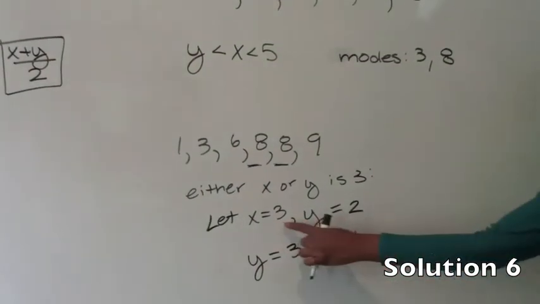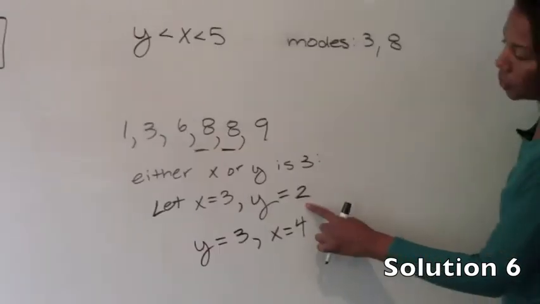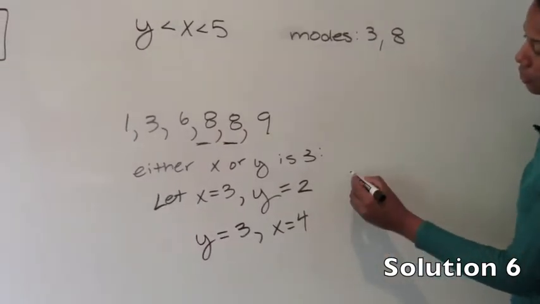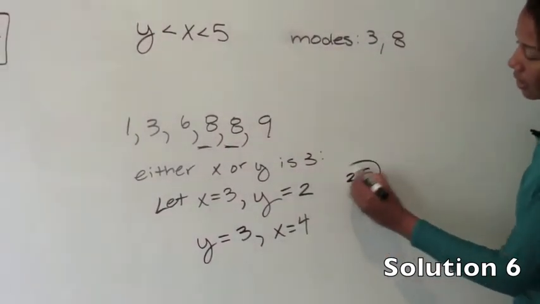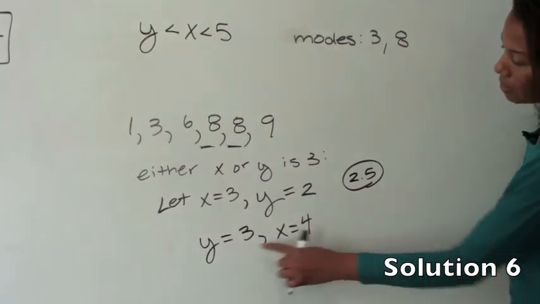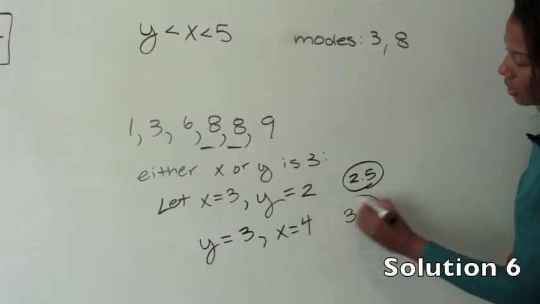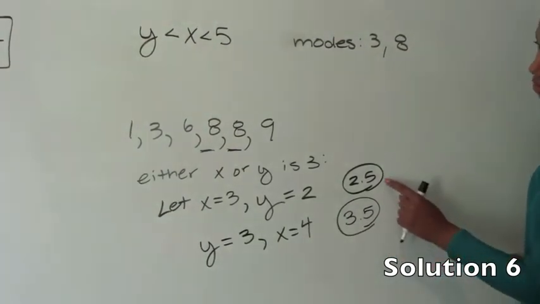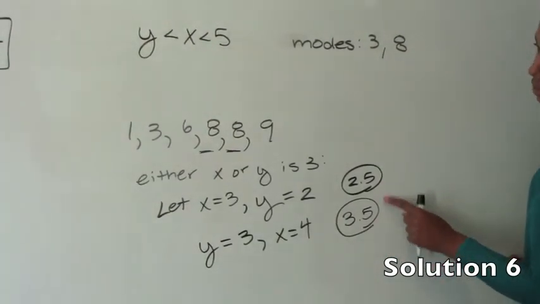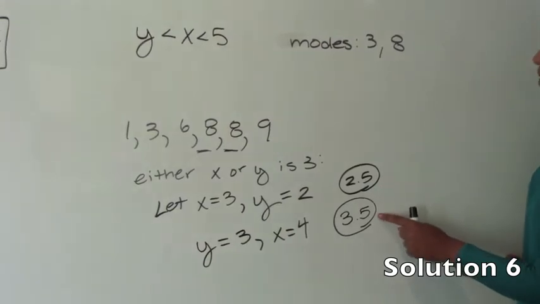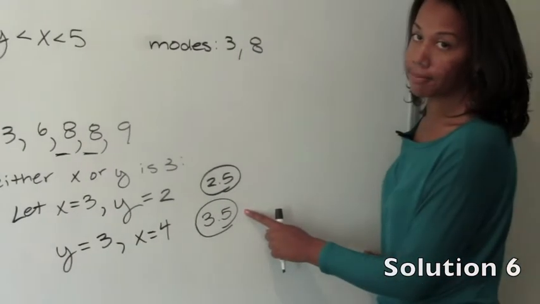So the first average is simply 3 plus 2 divided by 2, which is 2.5. And the second average is 3 plus 4 divided by 2, which is 3.5. So we have two answers here, and you have to include both in order to get the answer correct. So the answer choices are B and D for this one.